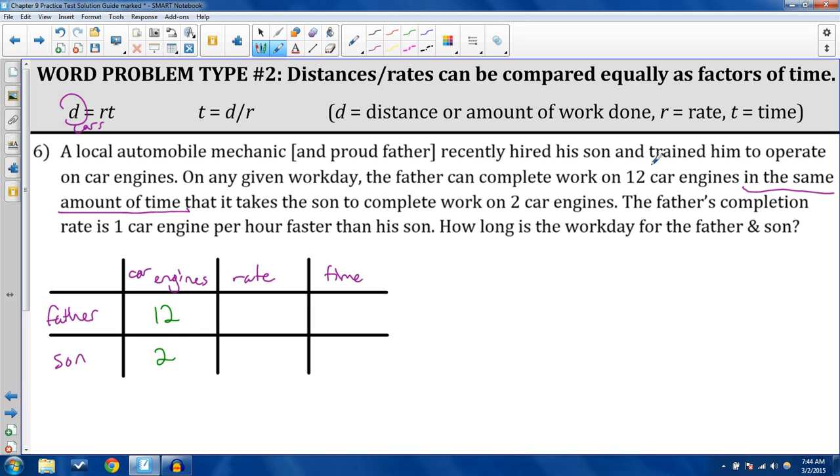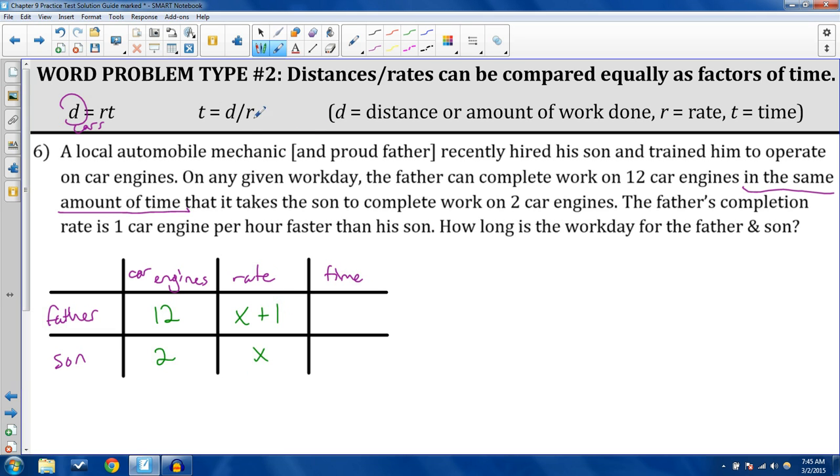Here's another set and talk about rate. The father's completion rate is 1 car engine per hour faster than his son. Meaning if the son completes 2 car engines per hour, then the father completes 3 car engines per hour. Obviously the son can't do that. Well, actually we don't know. But if the son can complete some amount, the father can complete 1 more car engine per hour. So that means that the son completes X car engines per hour. The father can complete X plus 1 car engines per hour.